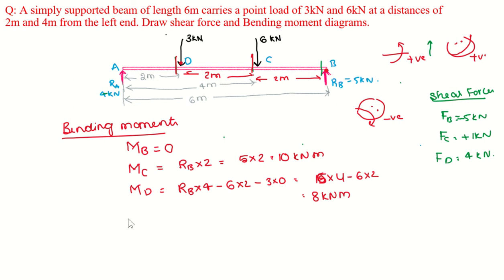And we need to find the bending moment at A. Actually that should be 0, so let us check. RB into distance up to A, that is 5 into 6, minus 6 multiplied by 4, as these are negative bending moments, the downward forces multiplied by distances, and 3 into distance up to A, which is 2. So you get 30 minus 24 minus 6, which is 0. Right, let us write the bending moments also here.